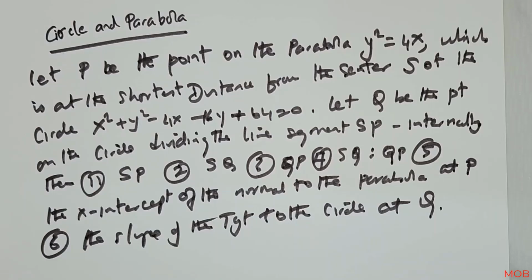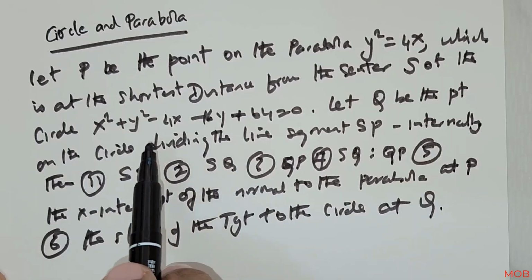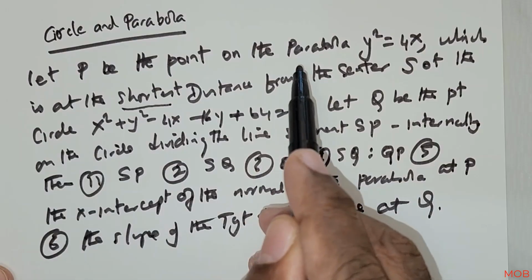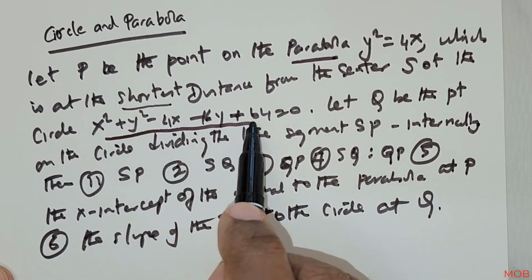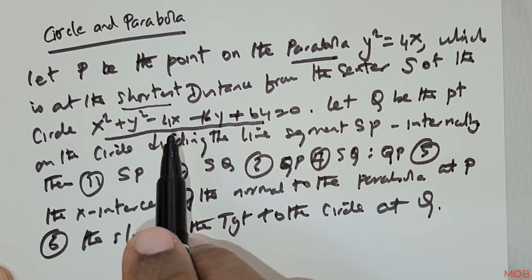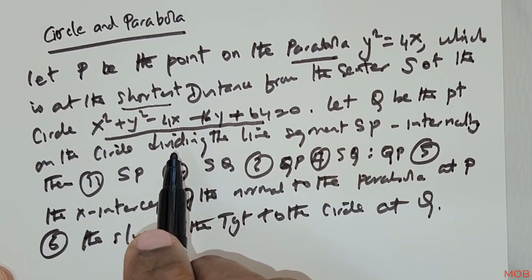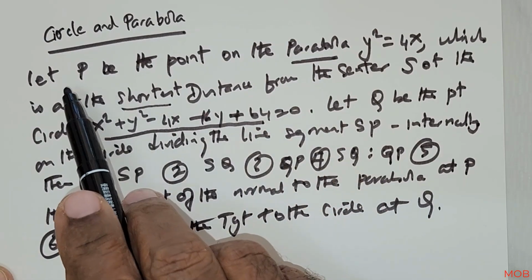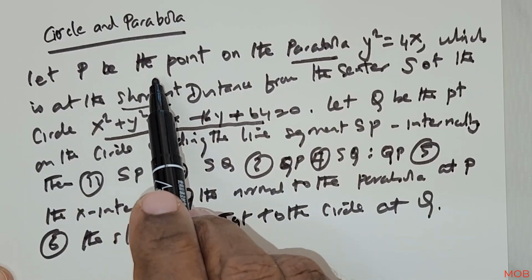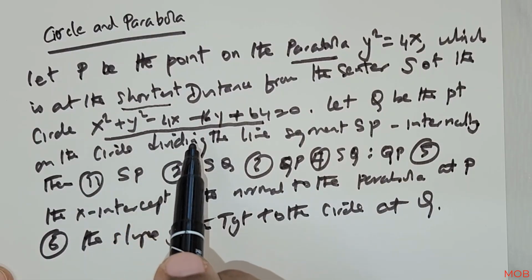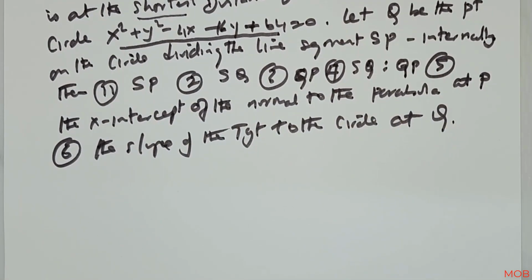Now just to go back to the question and pick out the key points. The foremost key point is of course we are given a parabola and a circle. A parabola is given, a circle is given, and then the connection is that the point P, which is on the parabola, is located at the shortest distance from the circle. So foremost, let me draw this.